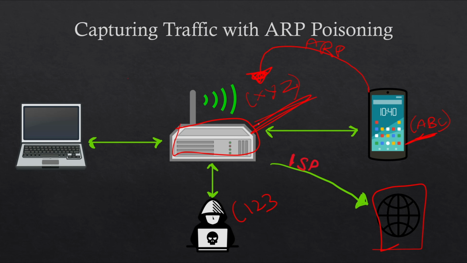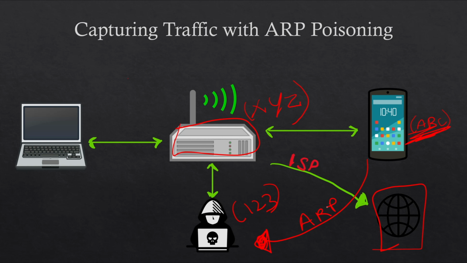Now we're gonna poison ARP, as the name suggests. We'll poison ARP and we'll let ARP say to the phone that, hey ABC, the Wi-Fi router is no longer living at XYZ. No. It shifted. Now it is living at 123. So ARP will tell ABC that the Wi-Fi router is on 123. ARP. Poisoned. Okay. Now that's not enough.